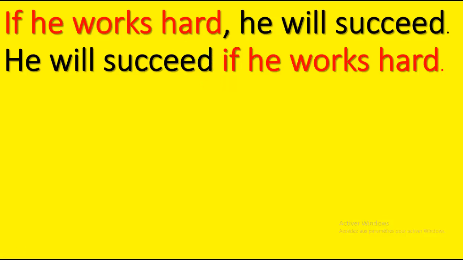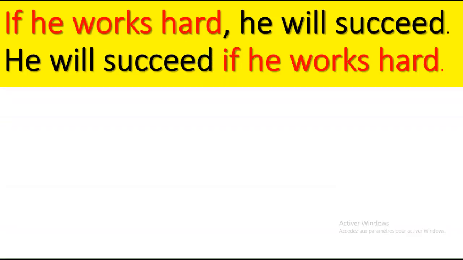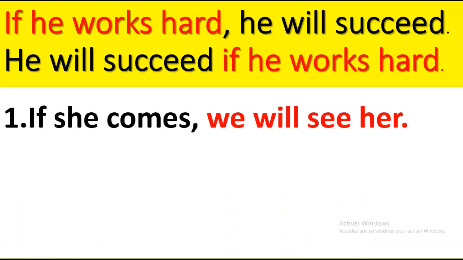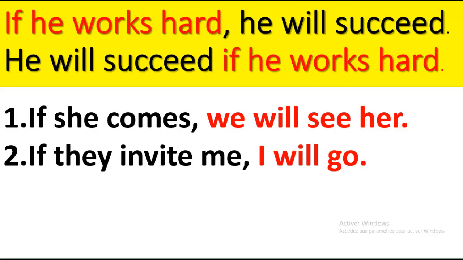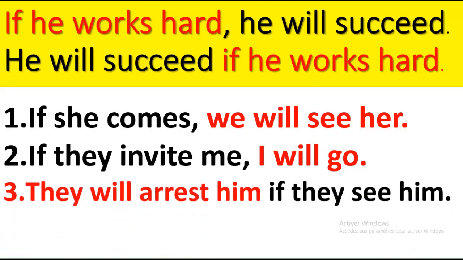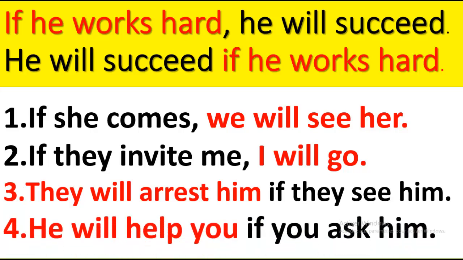As examples of conditional clause, type 1: if she comes, we will see her. If they invite me, I will go. They will arrest him if they see him. Number 4, he will help you if you ask him. So, as you can see, all the parts of the sentence in black are if clauses and you have the present. And all the parts in red of the sentence are the main clauses, also called result clauses, and are in the future.